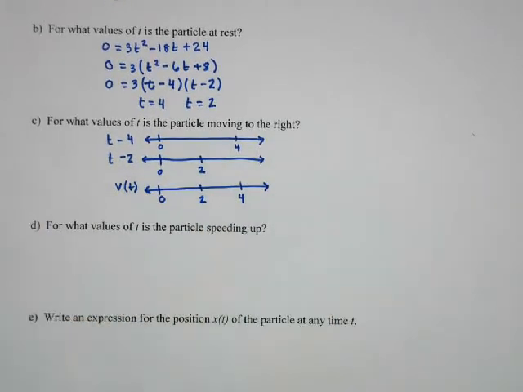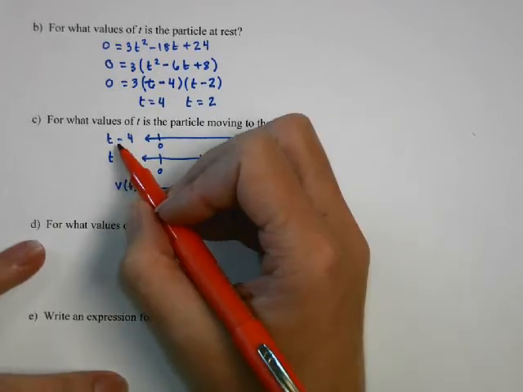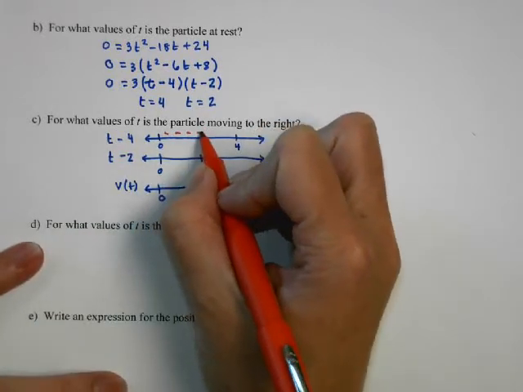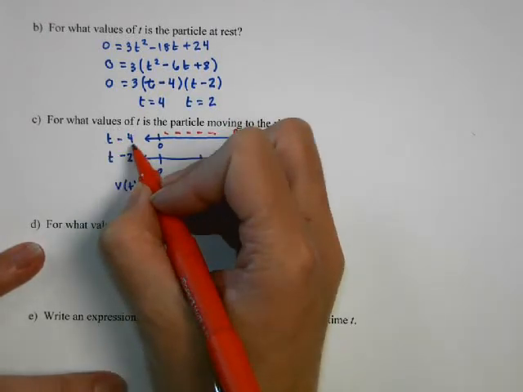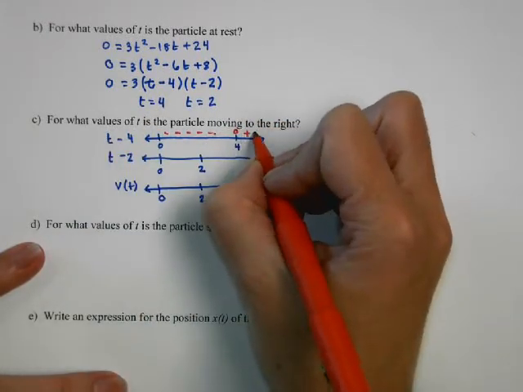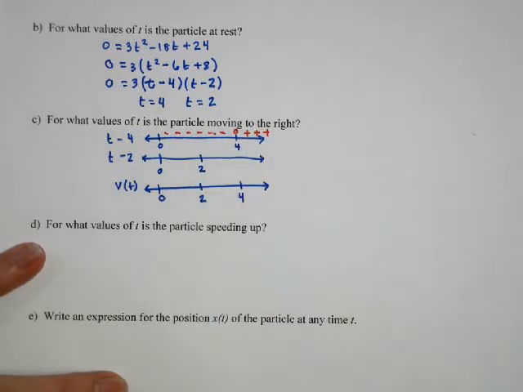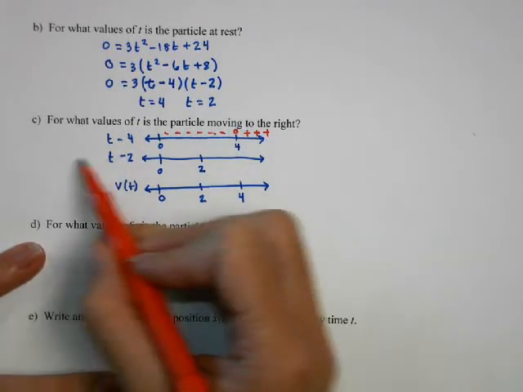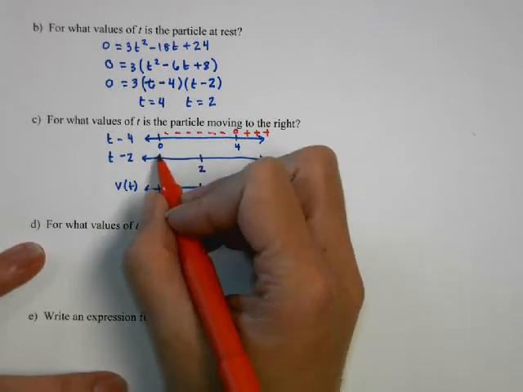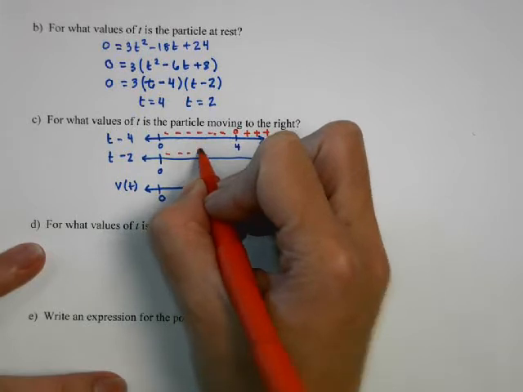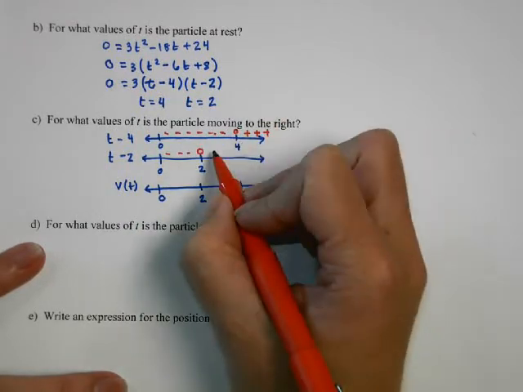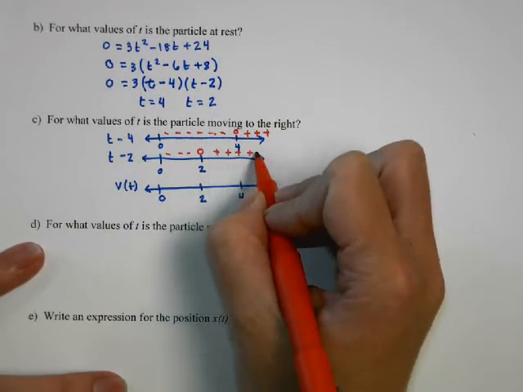Okay, so we're going to look at t minus 4. If I plug in a number less than 4, for example 0, we're going to get a negative value here. If we plug in 4, we get 0. If I plug in a number bigger than 4, like 5, we're going to get a positive value. On this number line, if we plug in a number between 0 and 2, we'll get a negative. If we plug in 2, we get 0. And then any number bigger than that is going to be positive.